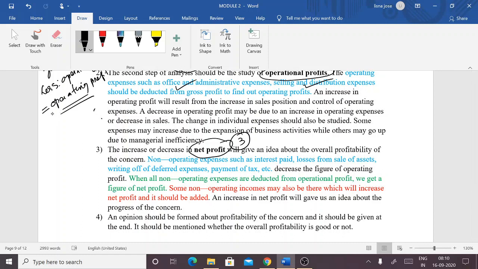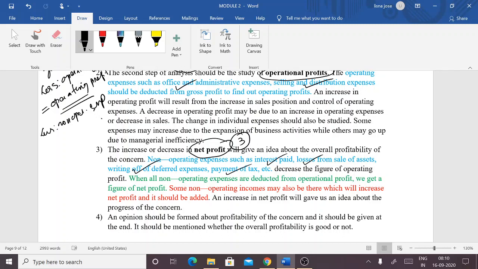Then from this operating profit, what all things will we deduct? We will deduct the non-operating expenses. Non-operating expenses are things like interest paid, loss from sale of asset, writing off of a deferred expense, payment of tax, etc.